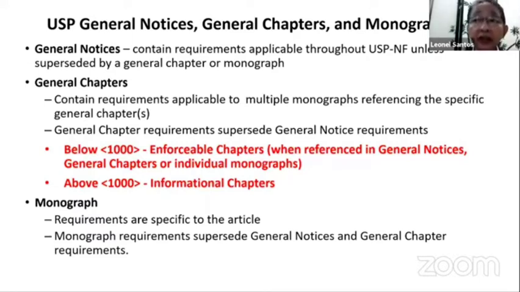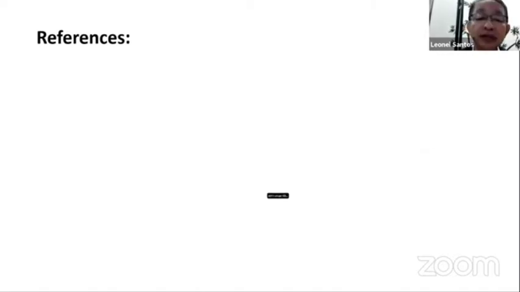When I say article, it's referring to the drug substance or active pharmaceutical ingredients, API, or the drug product, or what some term as finished dosage forms. So the monograph contains all the requirements and it supersedes the general notices and general chapter requirements.